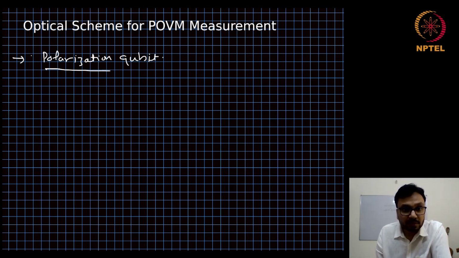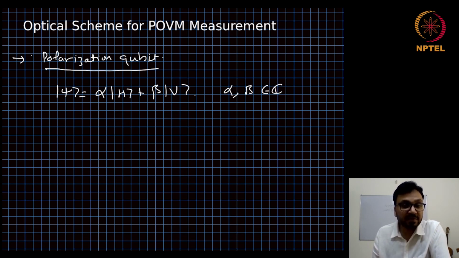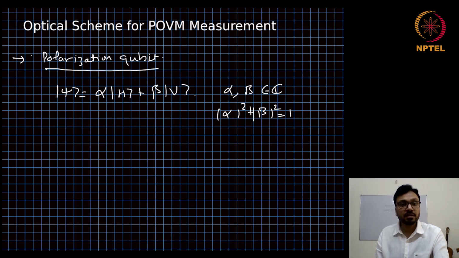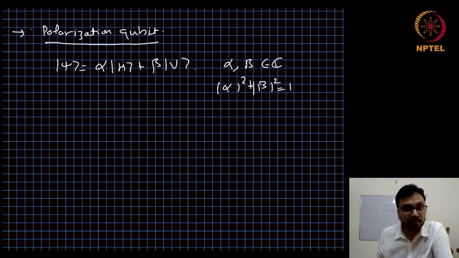So the state psi of the qubit can be written as alpha H plus beta V, where alpha and beta are complex numbers and H and V are horizontal and vertical polarizations. |alpha|^2 plus |beta|^2 equals 1. That is for the normalization.